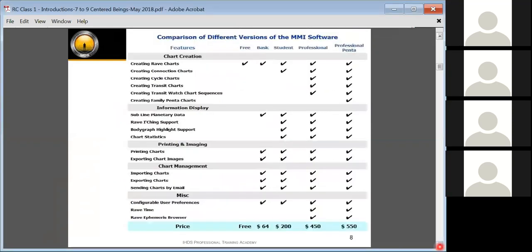So, okay, here's that description I promised that goes through the different comparisons of versions of MMI. And I think it's still current. They haven't really changed it for years, and I believe the price is also current. And again, they haven't changed it for years.